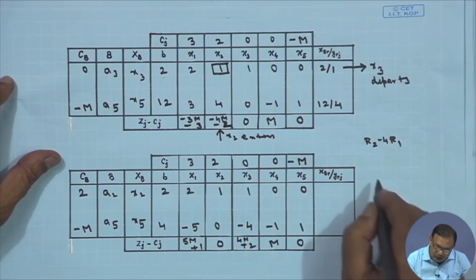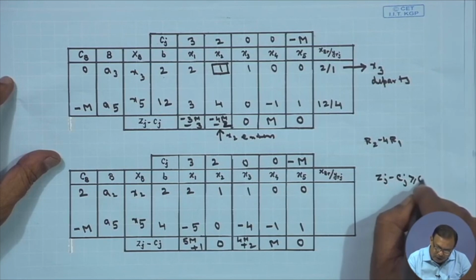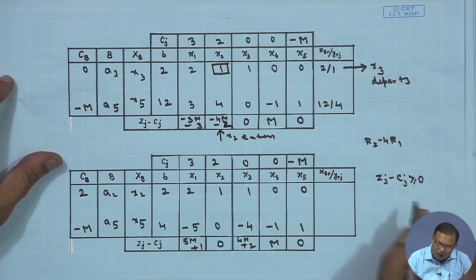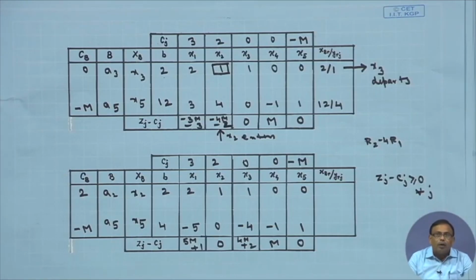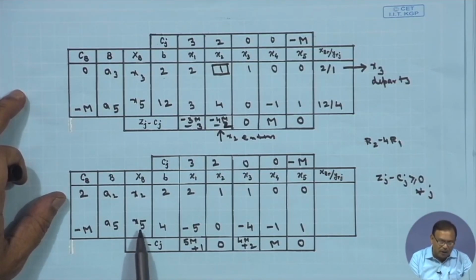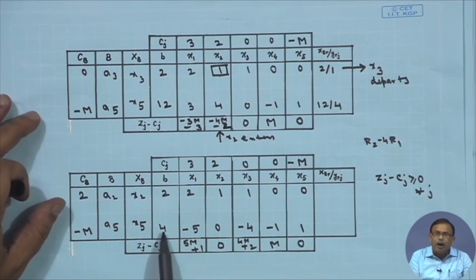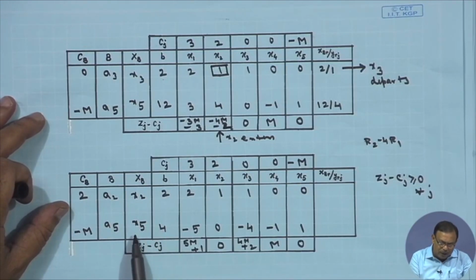So, if you find here all zj minus cj is greater than or equal to 0 for all j, this is true. So, I should obtain the optimal solution. But please note one thing, that an artificial variable is present in the basis with a non-negative penalty. Your artificial variable could not be removed over here.